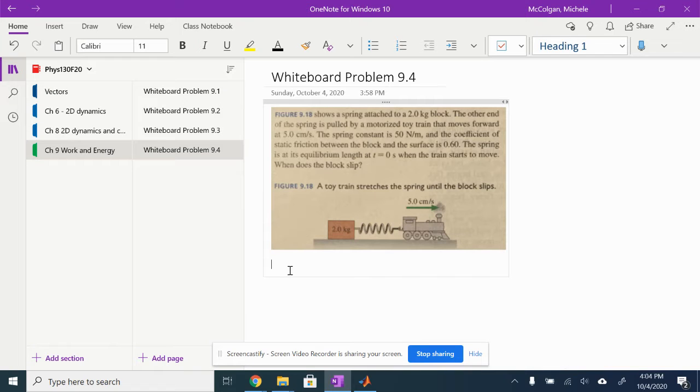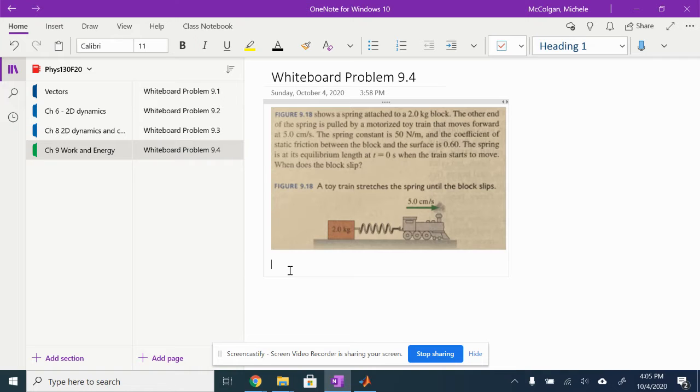Okay, in this problem, there's a toy train with a spring attached to it, and that's attached to a 2 kilogram block. The toy train is going to pull on the block and try to move it forward. There's a coefficient of static friction holding the block in place, and the spring is at its equilibrium when t equals 0, so it's not stretched and not compressed. The train starts to move, and the block doesn't move right away. What we want to know is, after what amount of time does the block slip?